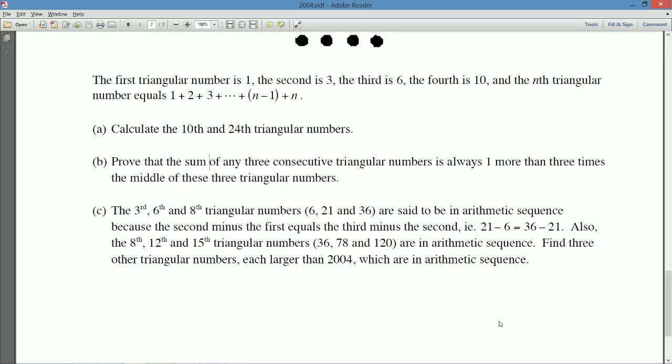Also, the 8th, 12th, and 15th triangular numbers, so that's 36, 78, and 120, they say, are in arithmetic sequence. So that's a difference of 42. That's what that is. Find 3 other triangular numbers, each larger than 2004, because that's the year of the contest, so that's fun. Find 3 other triangular numbers, each larger than 2004, that are in arithmetic sequence. Okay.